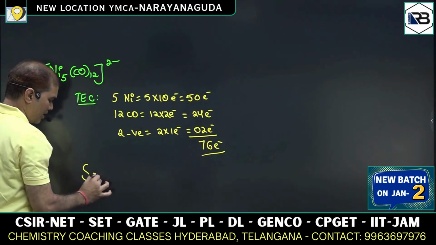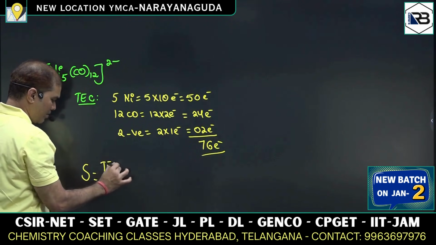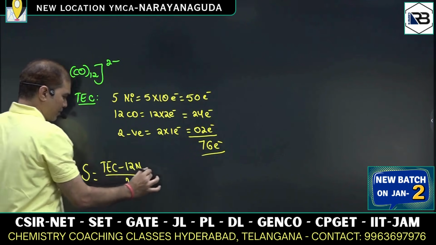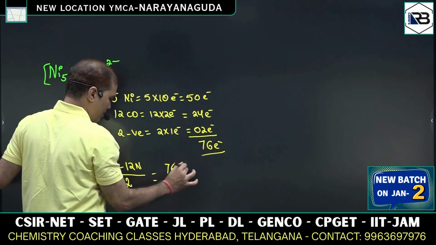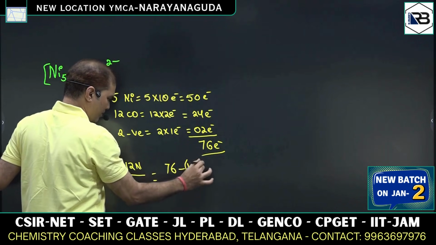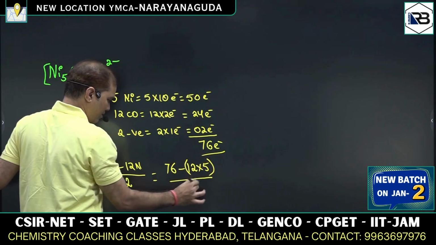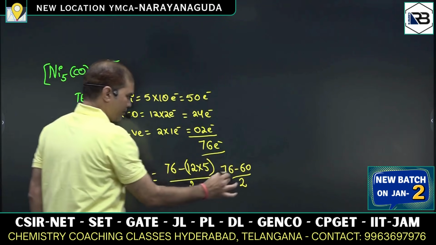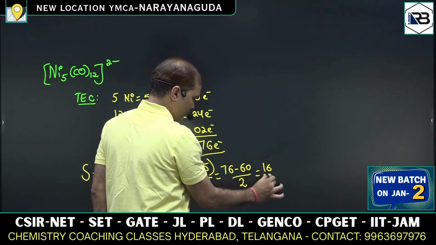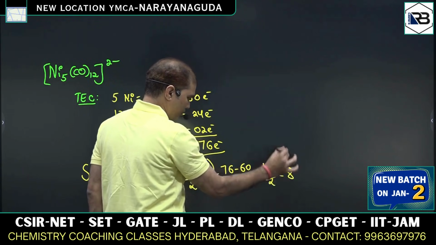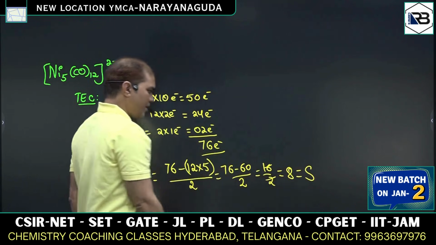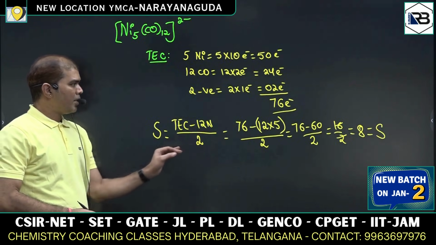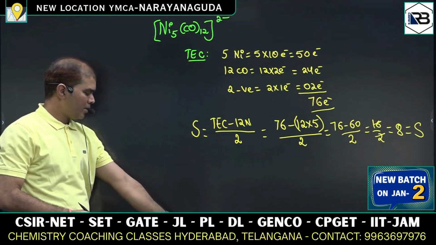So to calculate the skeletal electron pairs, the formula is (TEC minus 12N) by 2, where N is the number of metal atoms. Total electron count is 76 minus 12 into 5 metals, that is 76 minus 60, by 2. So the number of skeletal electron pairs are altogether 8. Once we get the number of skeletal electron pairs, from that we can derive the structure.